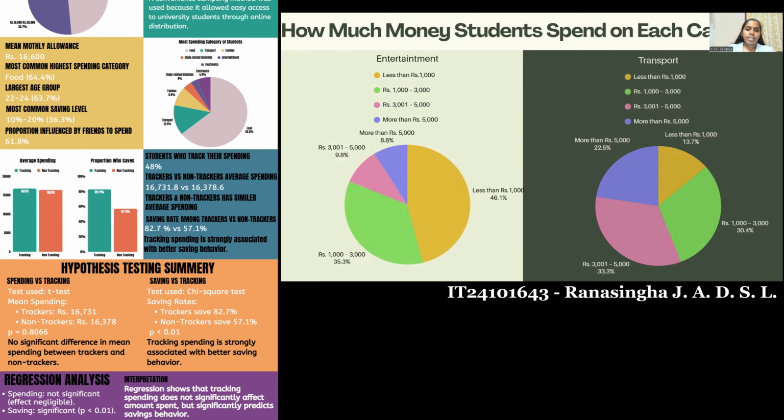For other categories like entertainment and transport, most students spend less. Here, we can see some students spend a small amount on fun. Over 70% spend less than 3,000 rupees on entertainment. For transport, the spending is mixed. A significant number of students spend a medium amount, between 1,000 and 5,000 rupees.